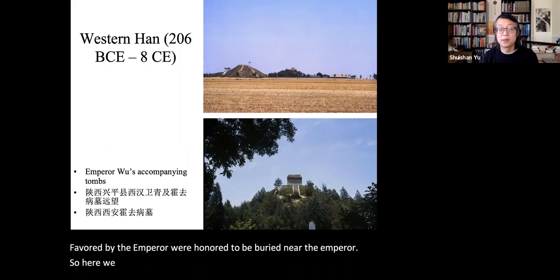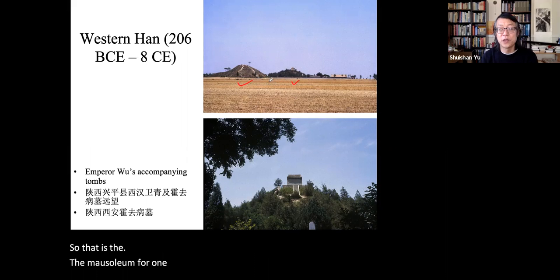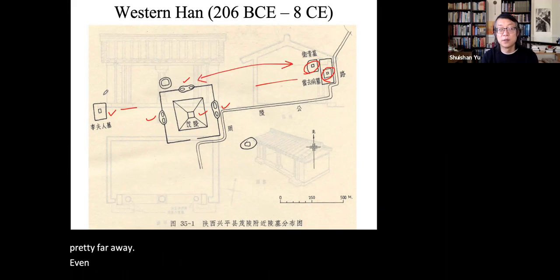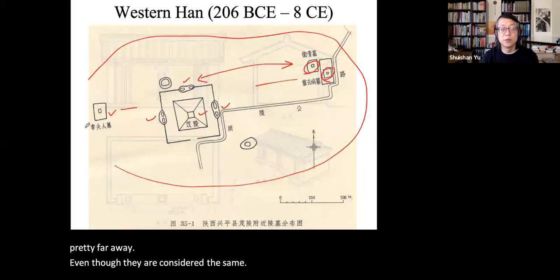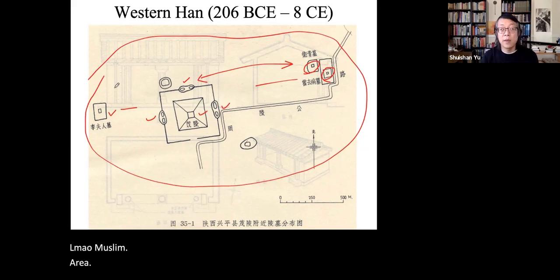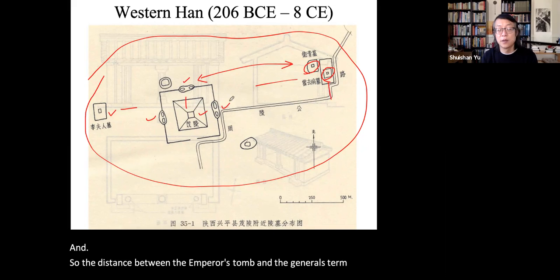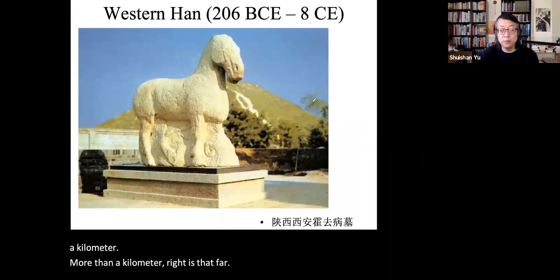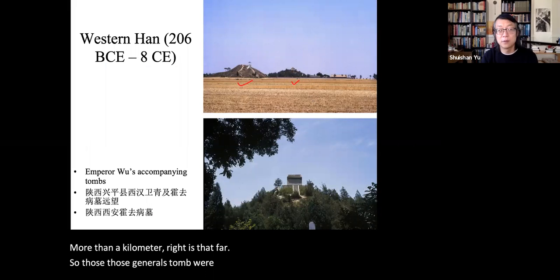Here we are looking from a distance at those smaller tombs honoring the emperor's generals. That is the mausoleum for one of his favorite generals. They are pretty far away, even though they are considered the same Mao mausoleum area. The distance between the emperor's tomb and the general's tomb is more than a kilometer. Those generals' tombs were also pyramids, but much smaller in size.